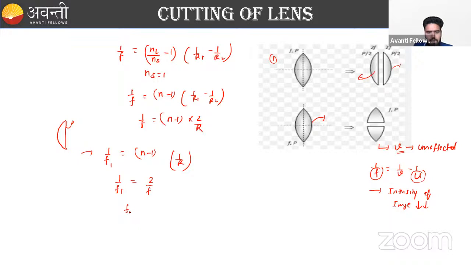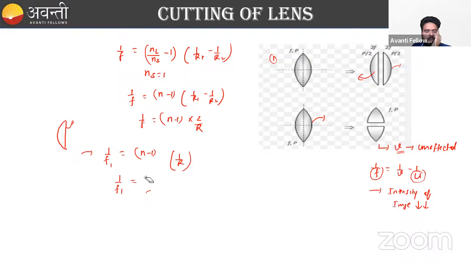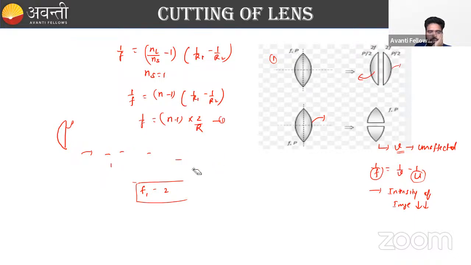And in this manner, what is the value of f1? If you want to write down the value of f1 here, how can we write it? After comparing these two equations, say this is equation number 1 and this is equation number 2, we can say that the new focal length is nothing but 2 times the first focal length. It becomes 2 times the first focal length. So in this manner, we can say that this relation is valid.